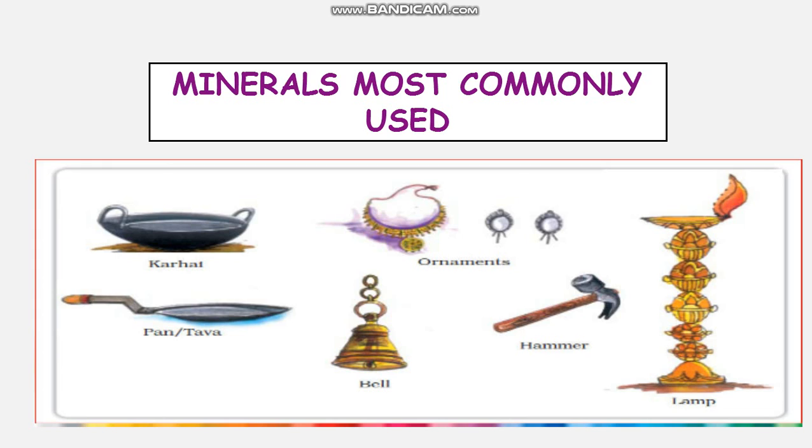Now, minerals are commonly used to make karahi, a kind of container to cook food, ornaments which we wear in our daily lives, lamps, hammer, bell, pan or tawa.